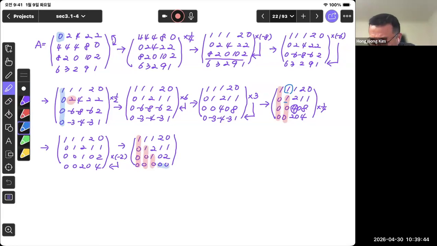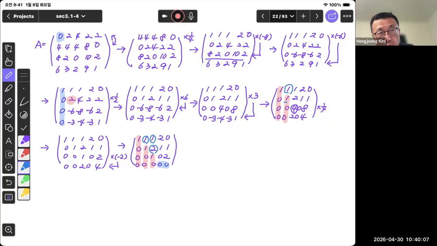I mean, these two numbers are zeros. So I stop there, okay? And then I will try to eliminate the numbers above these numbers. I will change these three numbers to 0, okay?